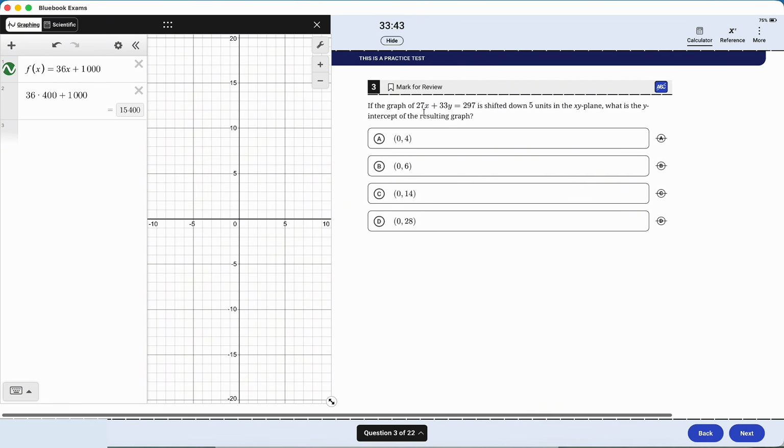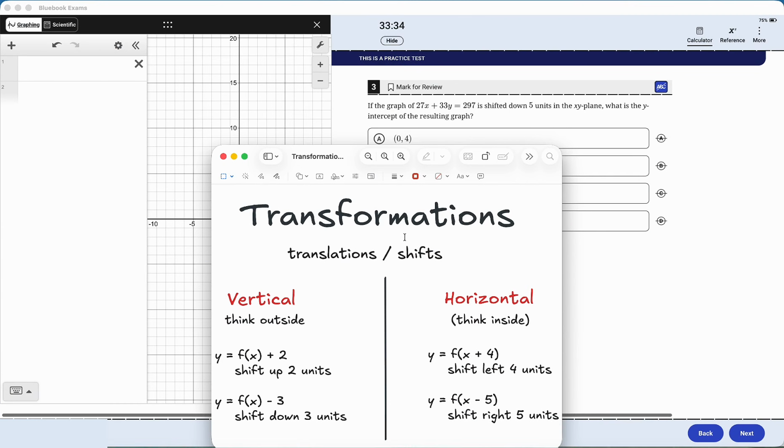Next one, if the graph of this equation is shifted down 5 units, what is the y-intercept, right? There's a couple ways you could do this, but this circles back to what we were just talking about at the end of module 2 with transformations, right? You want to be able to write a shift sometimes, right? So you see, sometimes people will make a mistake here. They'll just put -5 at the end of the equation. That doesn't work unless you have y isolated, right?